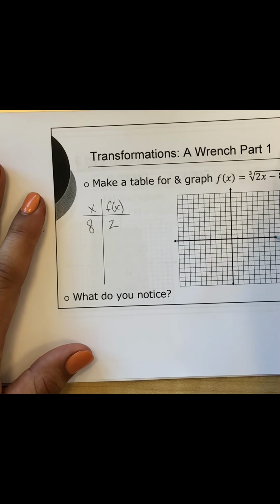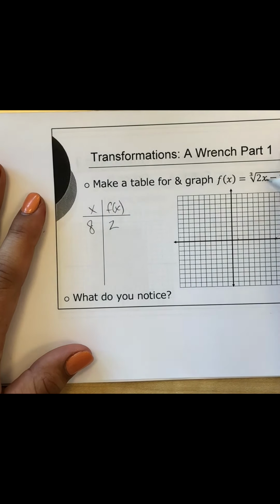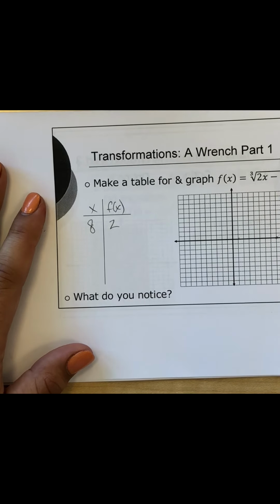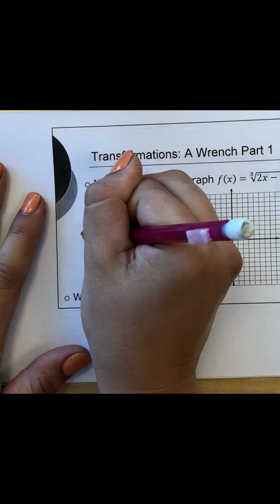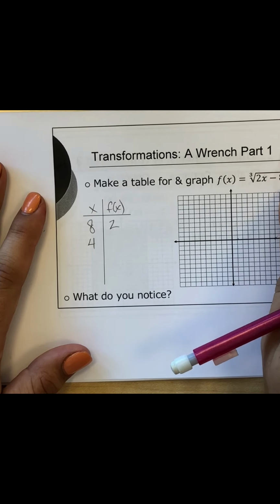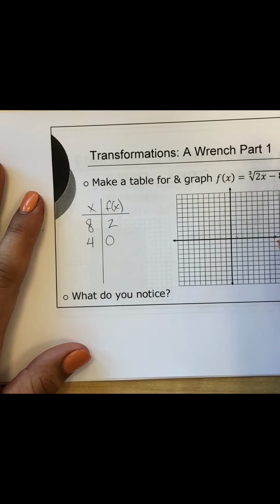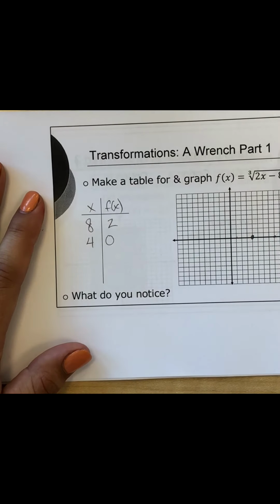So if I want 0 as an output, clearly I can't put in 8. What could I put in for x to get 0 as an output? Let's try 4. Let's substitute in 4. 2 times 4, 8. 8 minus 8, 0, cube root of 0, 0. Yeah, so actually my center is not at (8, 0). It's at (4, 0), which is a little bit crazy because it goes right 4. Whoa, why does it go right 4 and not 8?